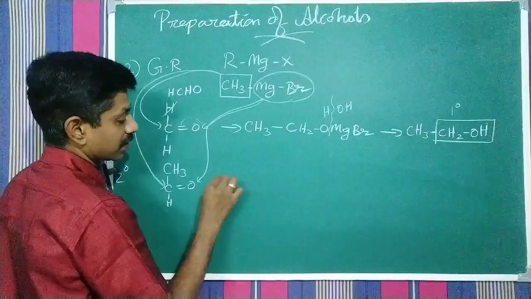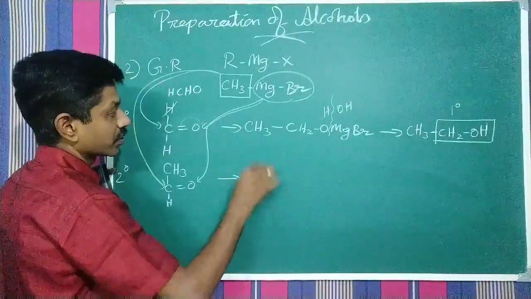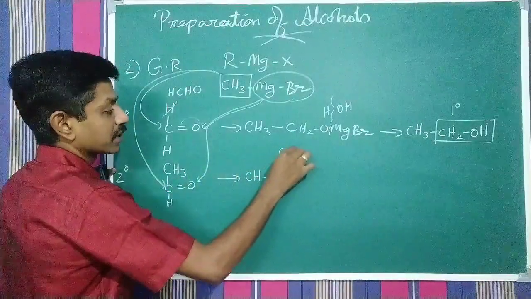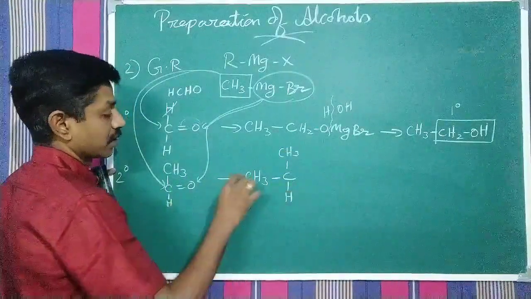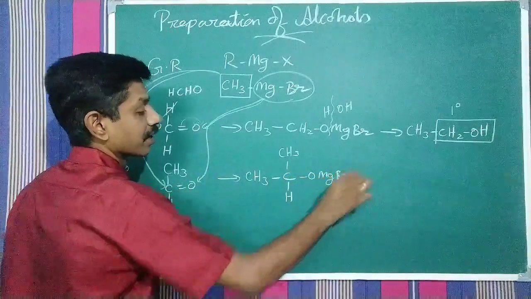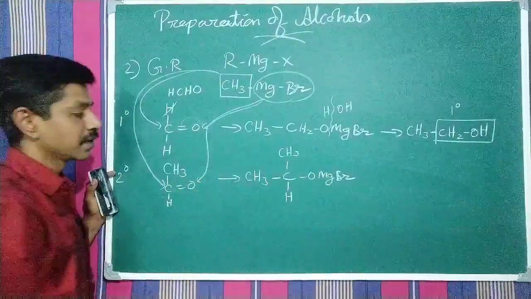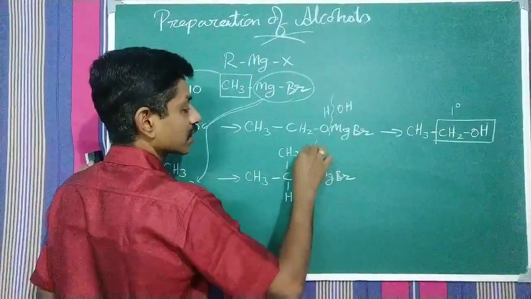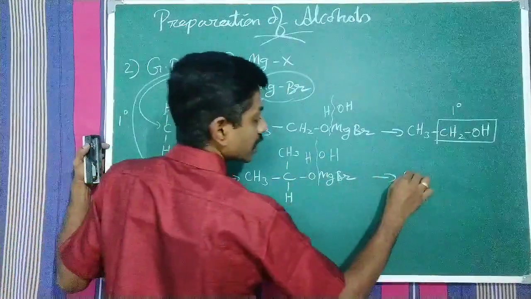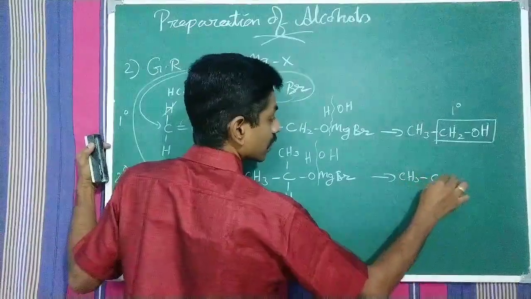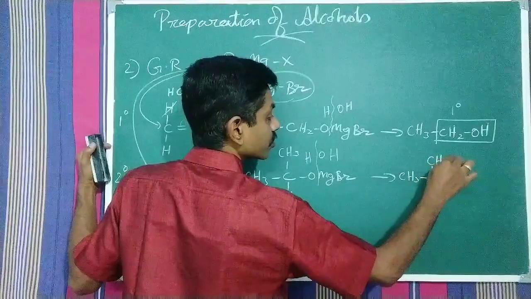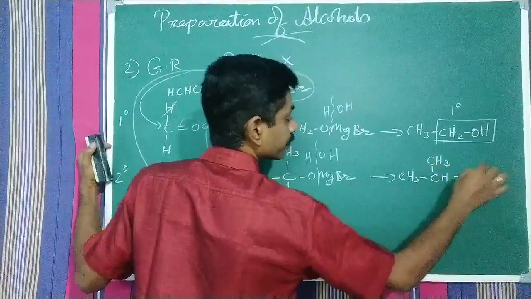So similarly, we will see the product: CH3 carbon, with CH3 on the top and hydrogen at the bottom, and the bond shifts, so it gets OMgBr. It's an adduct intermediate. Next step, we go for hydrolysis, addition of water, and the resulting product you see is CH3 carbon, which joins with hydrogen to give CH, with CH3 on the top, and the OH.